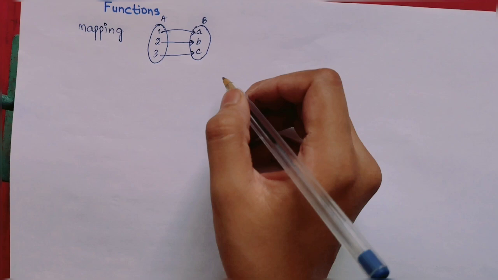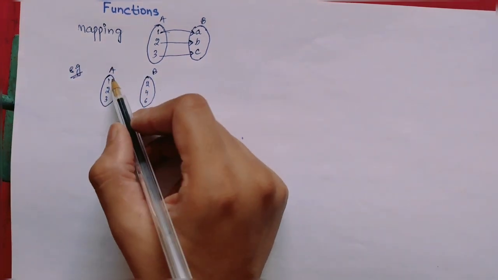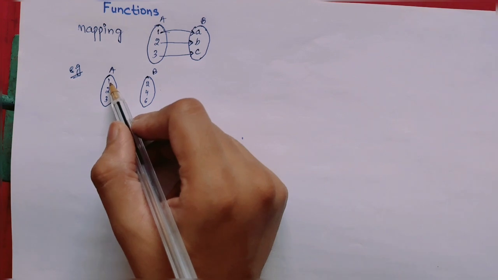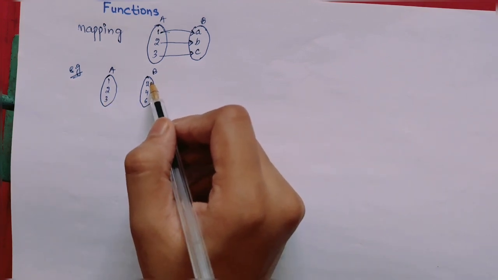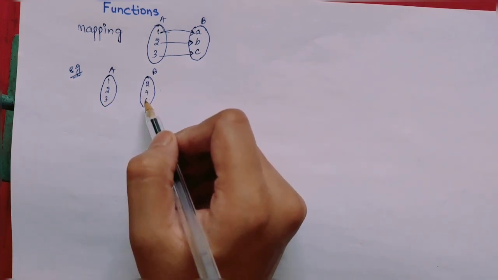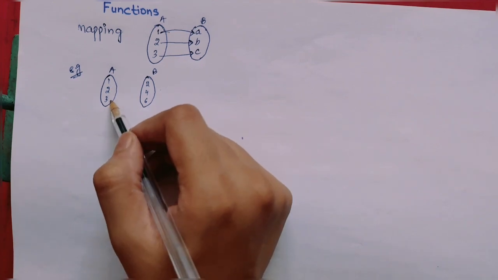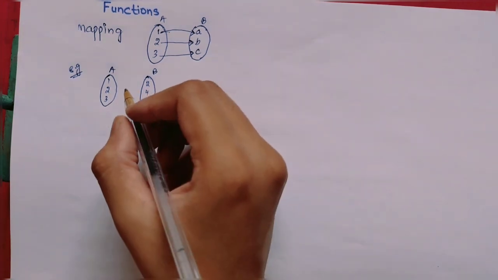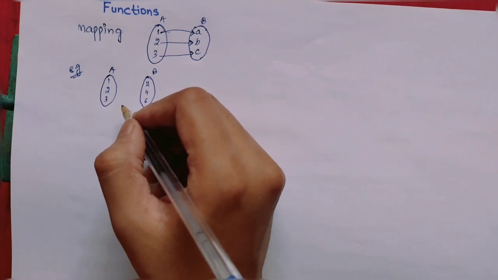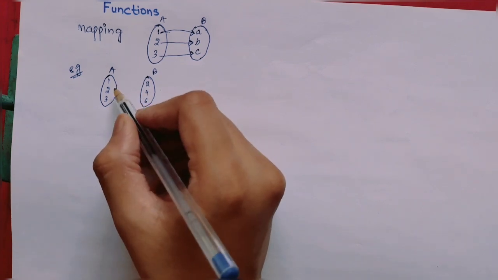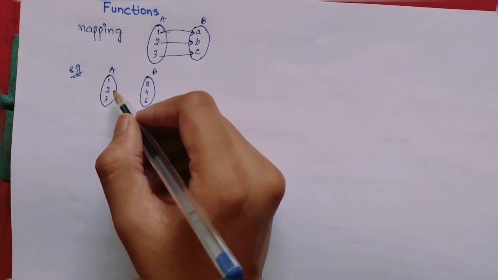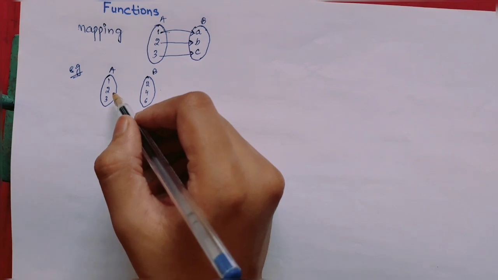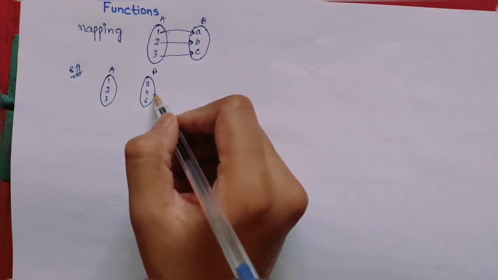There are some examples. The other example is I have set A including elements 1, 2, 3 and set B including elements 2, 4 and 6. I told you what a function is. If all the elements of set A map onto the elements of set B, it's compulsory that every element of A has an image in set B.